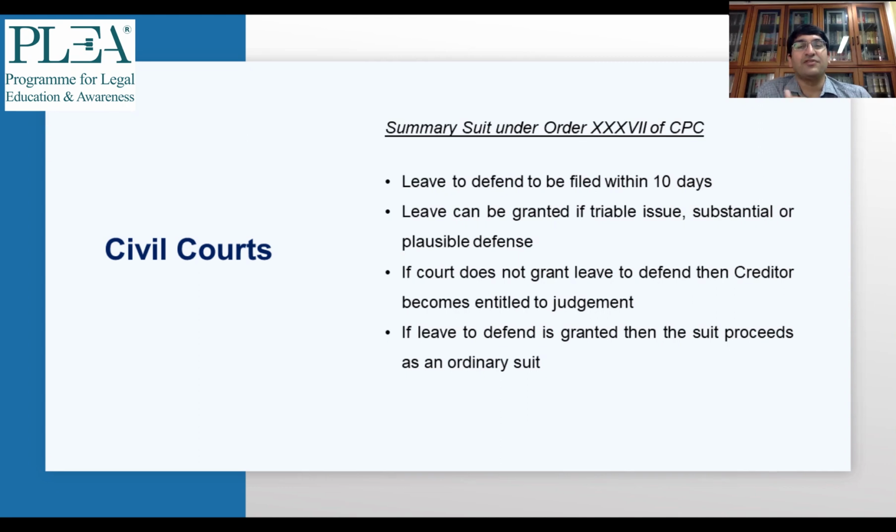If the court feels that the debtor, although he may have acknowledged the outstanding dues in the past, has shown that perhaps there was some issue with the supply of goods to him, or even with respect to a loan by a bank, maybe the installments were not given on time, something like that. So if the court feels that there is some sort of dispute raised by him and it's not completely sham, then the court will allow him leave to defend.